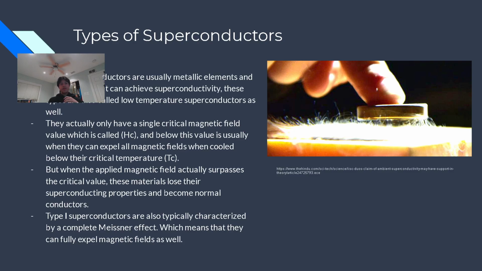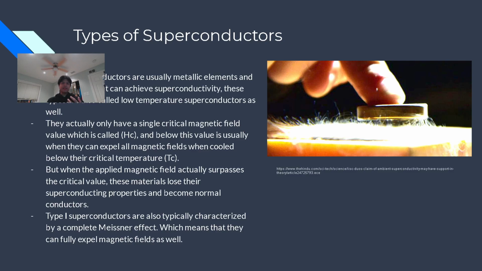So first of all, type 1 superconductors are usually metallic elements and simple alloys that can achieve superconductivity. They're also named low temperature superconductors as well. And they only have a single critical magnetic field value, which is called Hc. And below this value is usually when they can expel all magnetic fields when cooled below their critical temperature as well.